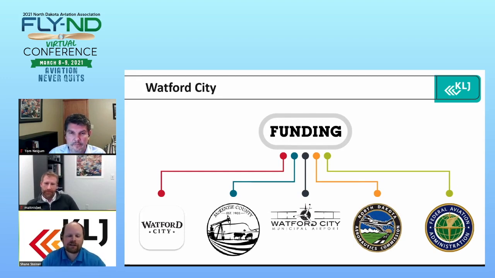But really, what the FAA was really good about is giving us a good penciled-in number right away that they felt they could come to the table with, and that's how we phased the project from design to land acquisition to environmental planning, and then now in construction, so that we could maximize the most federal dollars.